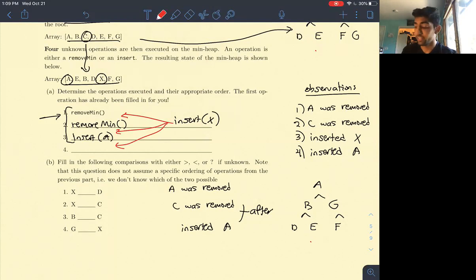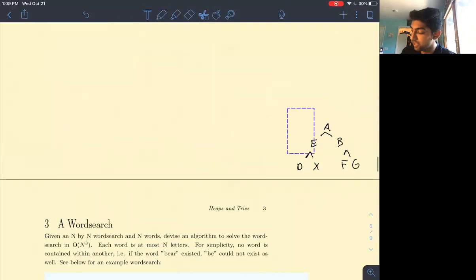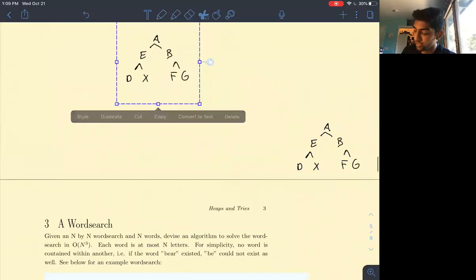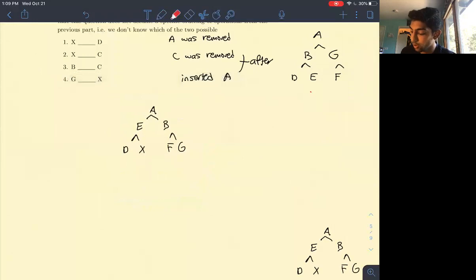So the insert X is, I think, the toughest part of this problem, and it comes from the fact that X, let's quickly look at it, X is over here in the heap, right? How in the world did X get there? This is pretty tricky, and this took me a bit of time to figure out too. So this is kind of cool. In order for X to get here, the only way it could have possibly gotten here is that we initially inserted X at the bottom rightmost spot.